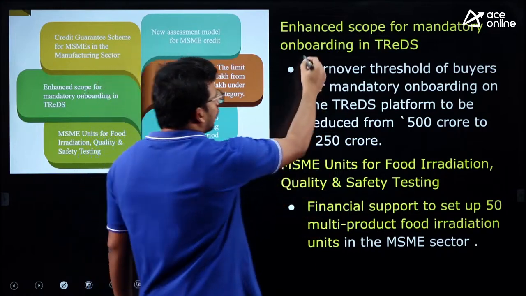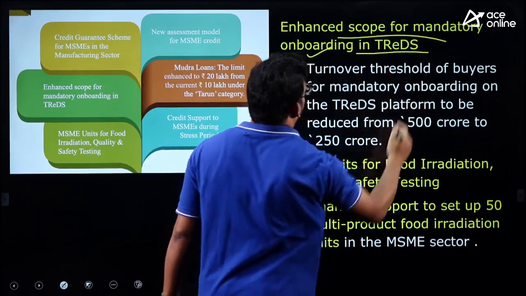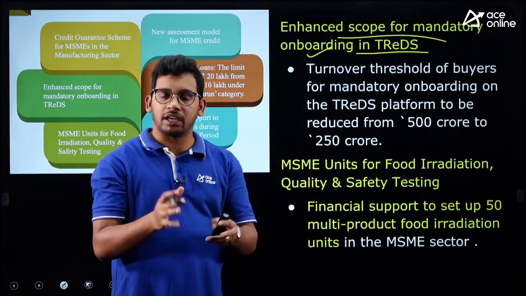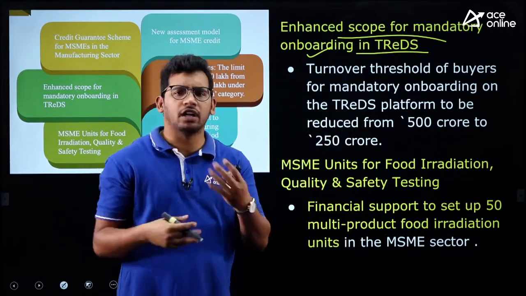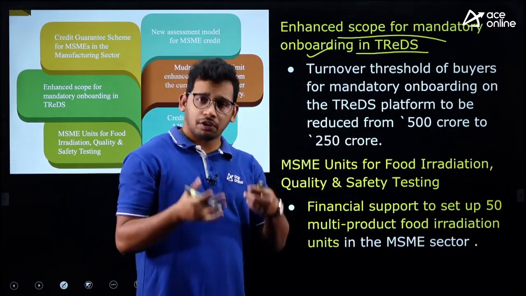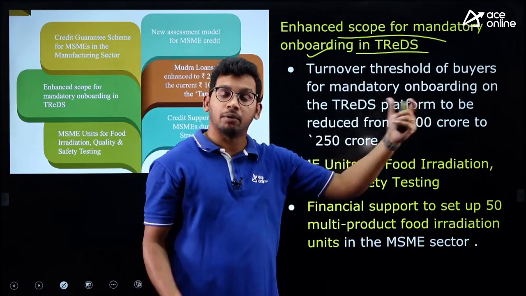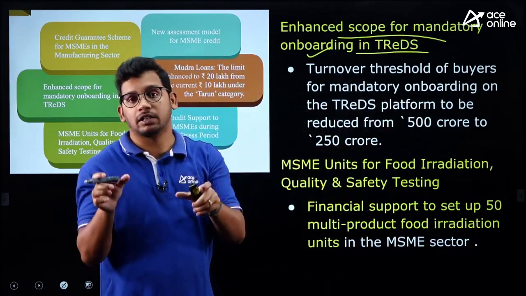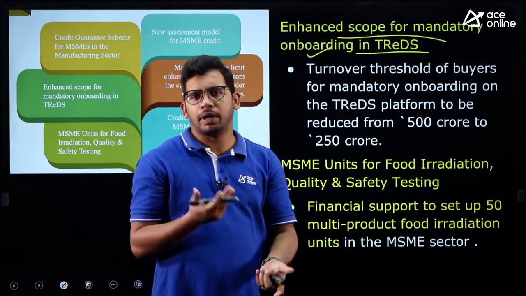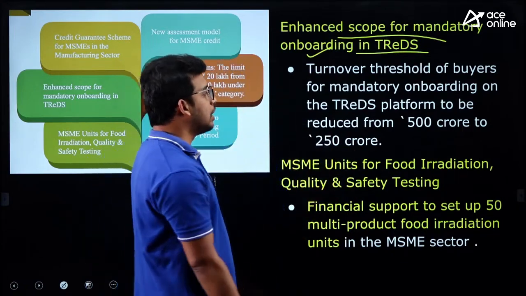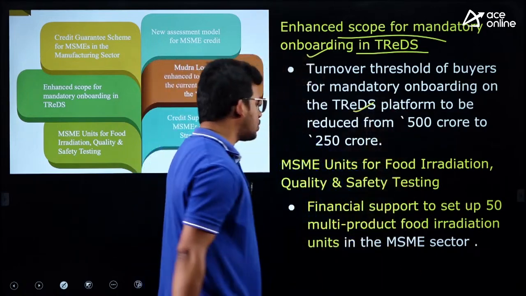Now it is also going to encourage mandatory onboarding on TReDS. TReDS is a platform, like a website where MSMEs will register and take funding and all these activities. They are pushing MSMEs to register on the TReDS platform so that the government can track their performance, and whatever benefits they are going to get, they will get through this platform. So this was being encouraged.